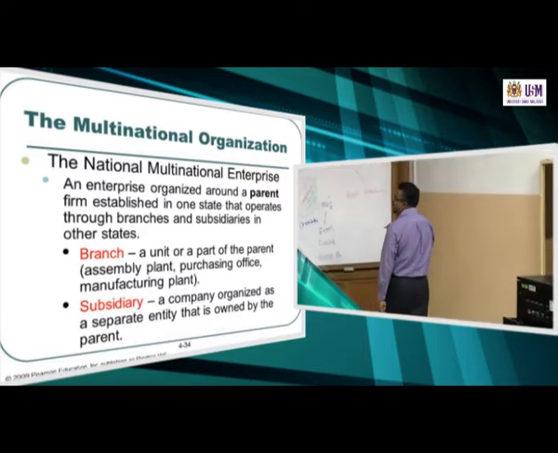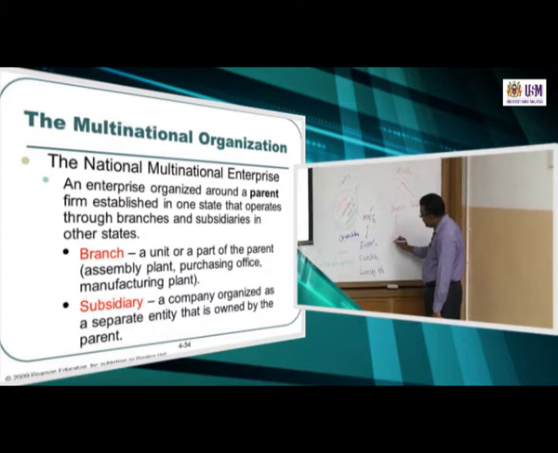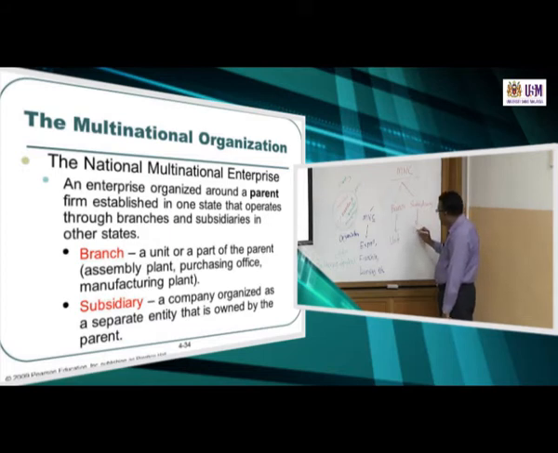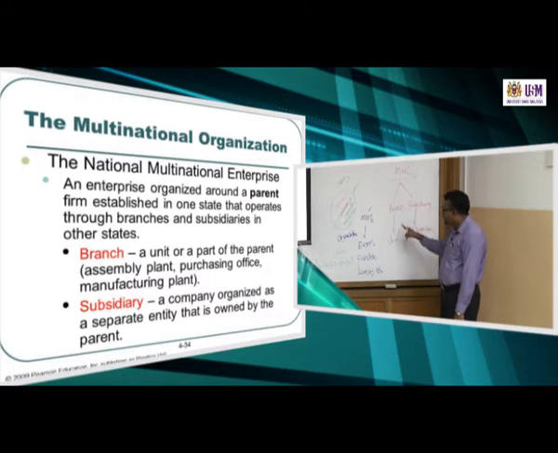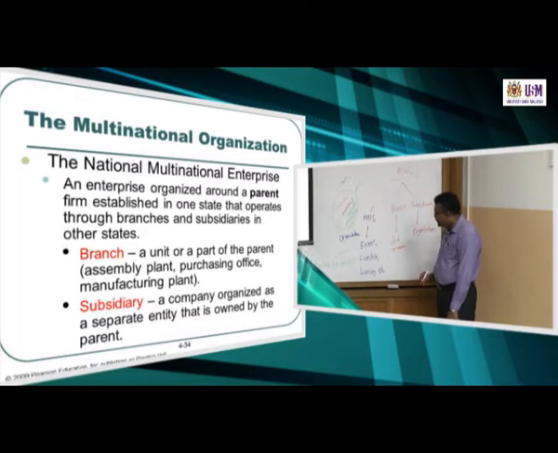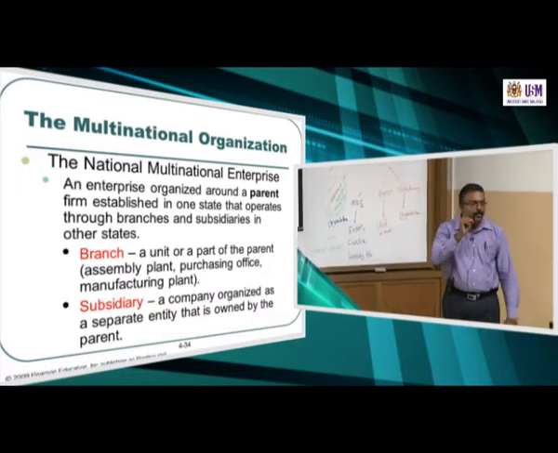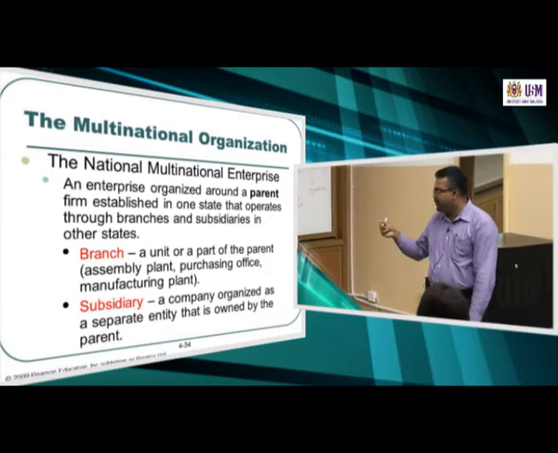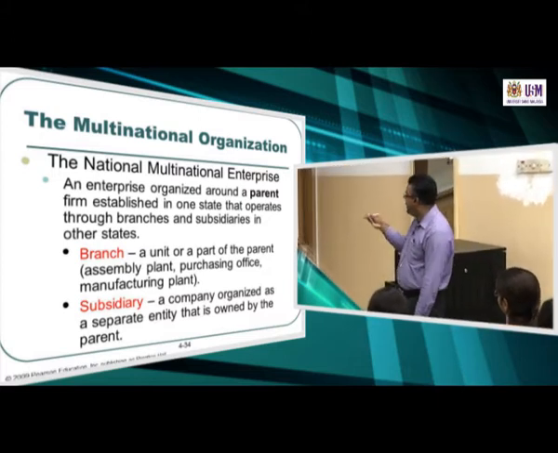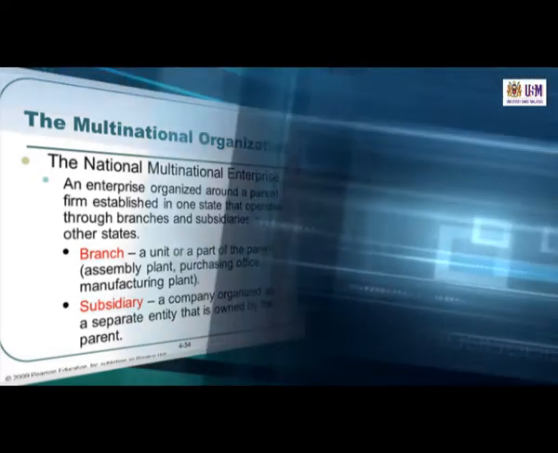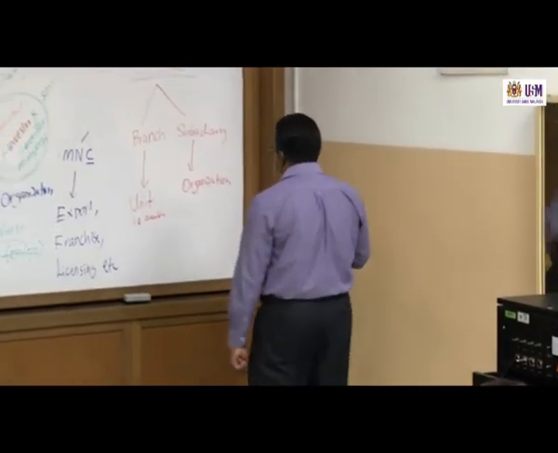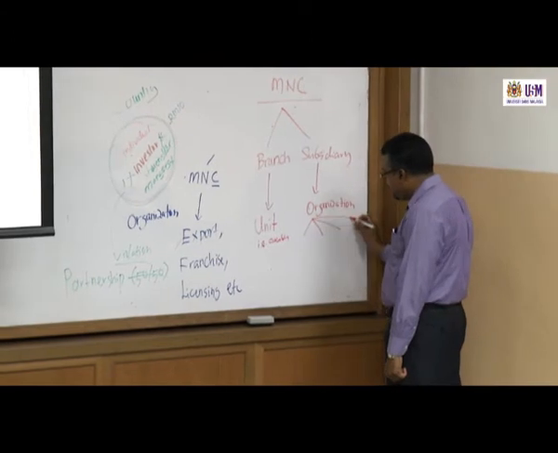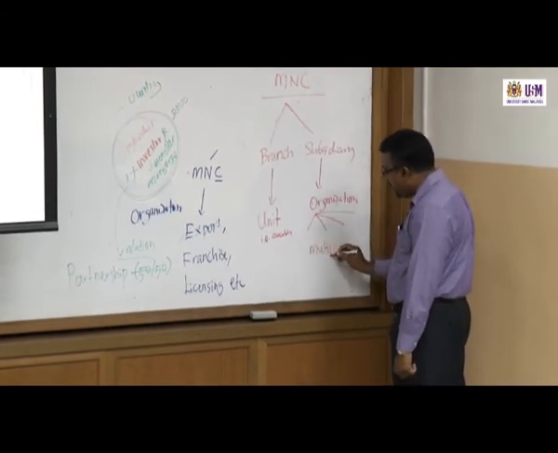Okay, a branch means it's a unit. Subsidiary means it's an organization by itself. Branch means a unit. For example, assembly is a unit. They do nothing else, just one branch only, just doing manufacturing. If it is a subsidiary, it is a company registered in the host country and they have multiple units over here. So I call this multiple units.